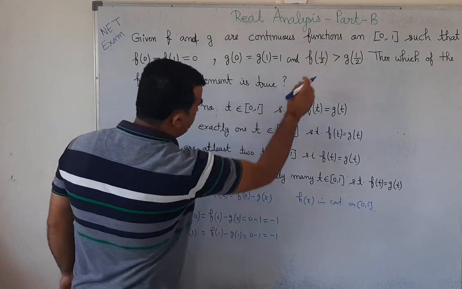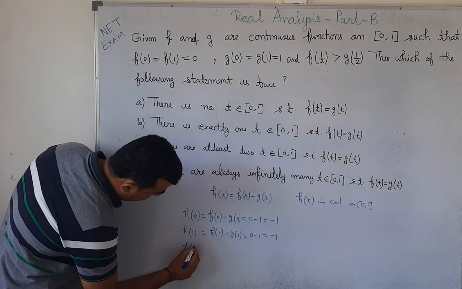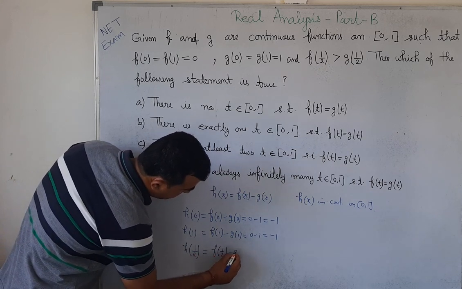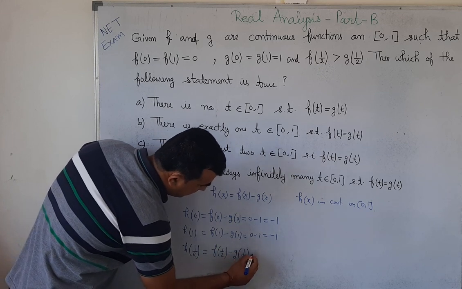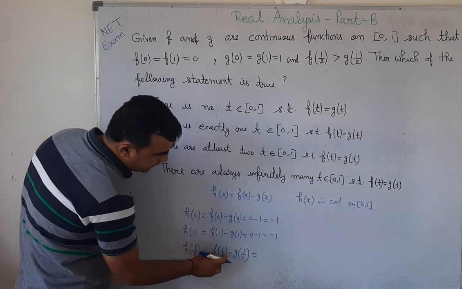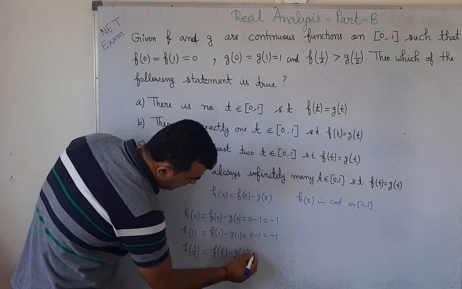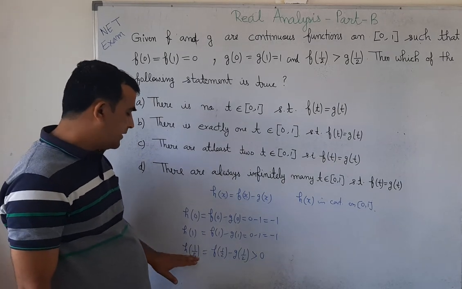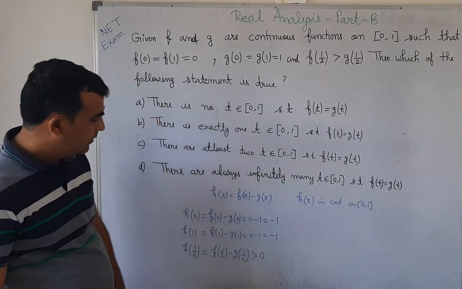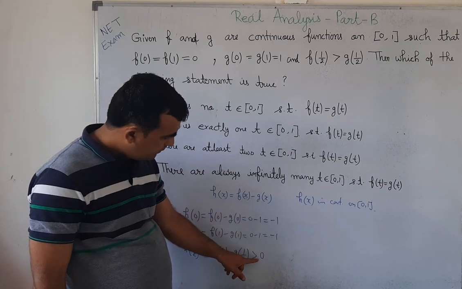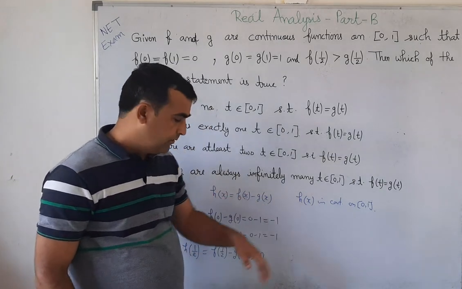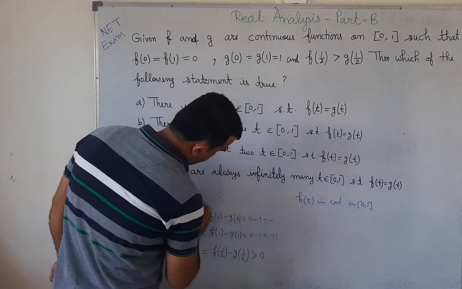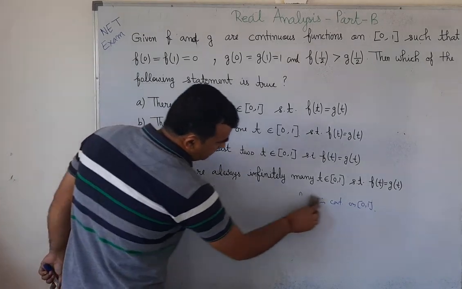Let's check the value of h at 1/2. At 1/2, it is f of 1/2 minus g of 1/2. Since we have been given that f is strictly greater than g, therefore h is strictly greater than 0, meaning the value of h at 1/2 is positive. From these three values, we can conclude which one of these four options is correct.